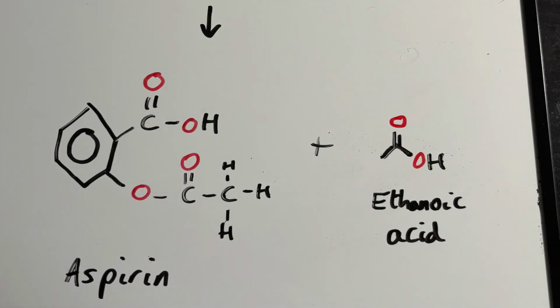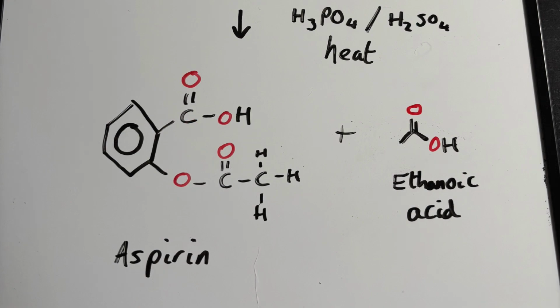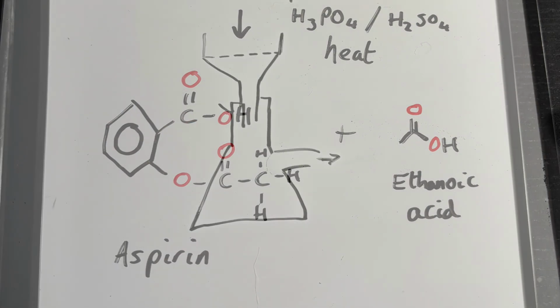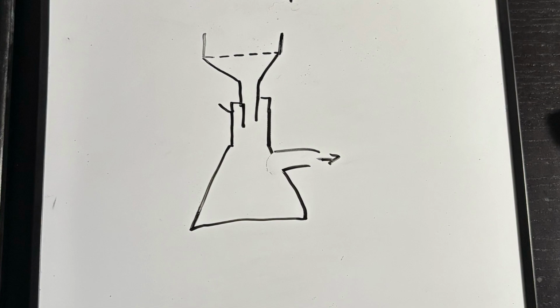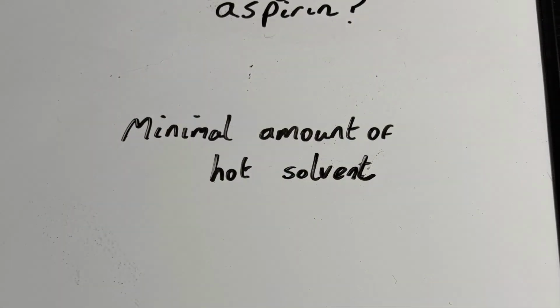And then we need to look at the conditions of this reaction, which are some sort of acid catalyst and heat. Then you have to purify it, which involves putting it through a Buchner funnel twice and dissolving it in the minimal amount of hot solvent.